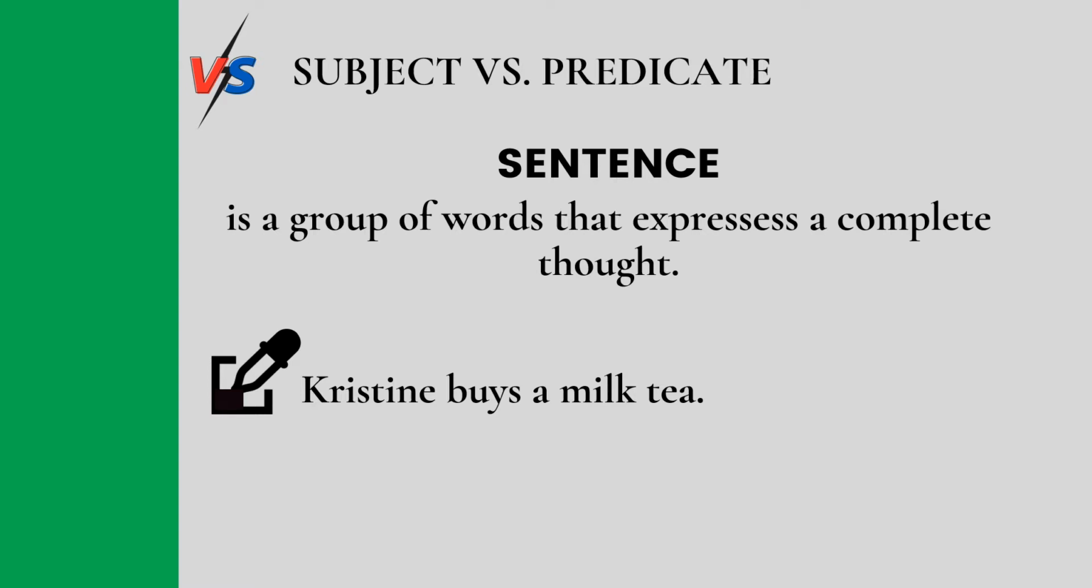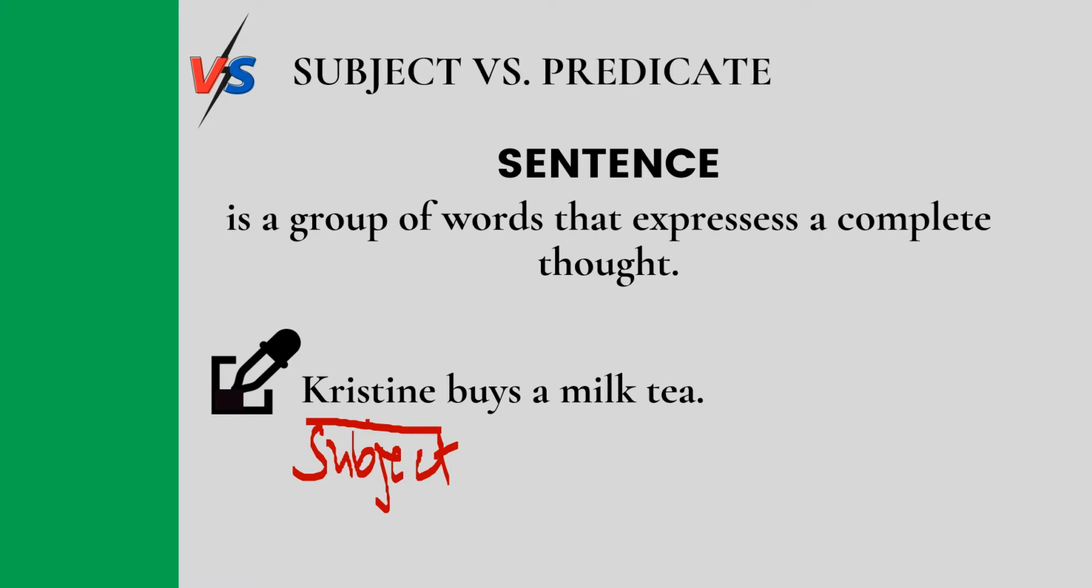Subject and predicate are parts of a sentence, which is a group of words that expresses a complete thought. For example, Christine buys a milk tea. How are we going to know which is the subject and which is the predicate? A subject is the person, place, thing, or idea that the sentence is about. In our example, Christine is our subject.